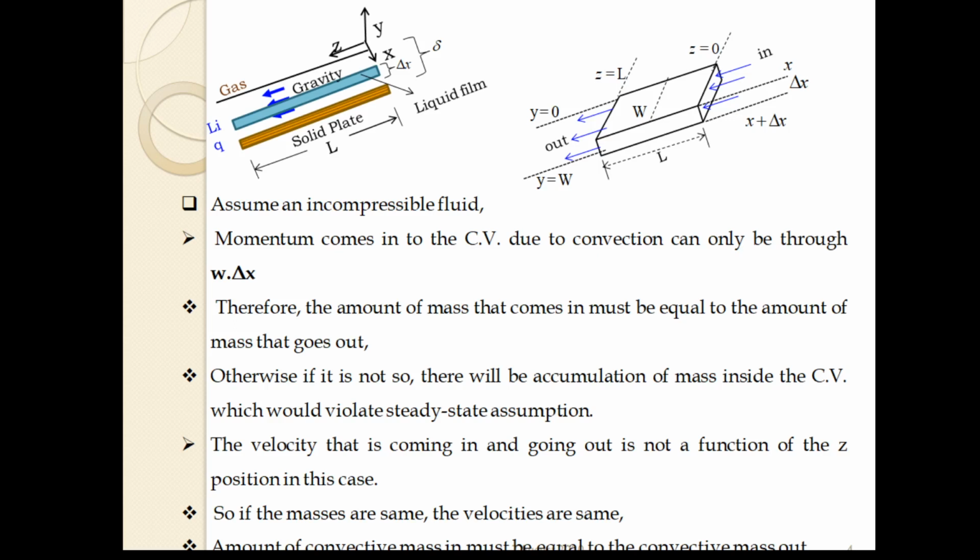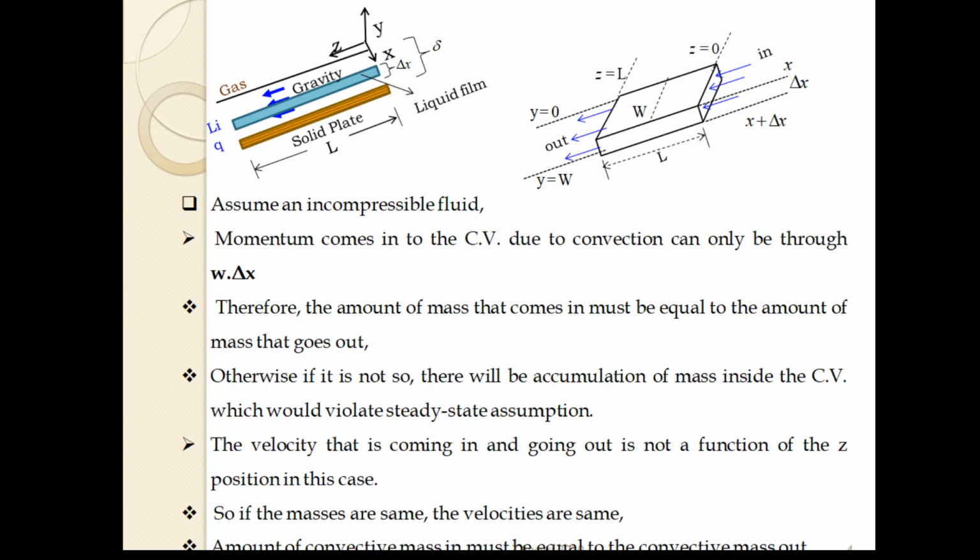If the convective momentum going in and going out is equal, then they will cancel each other. So it will simplify our governing equation. The governing equation is: rate of momentum in minus rate of momentum out plus summation of all forces acting on the control volume equals 0.